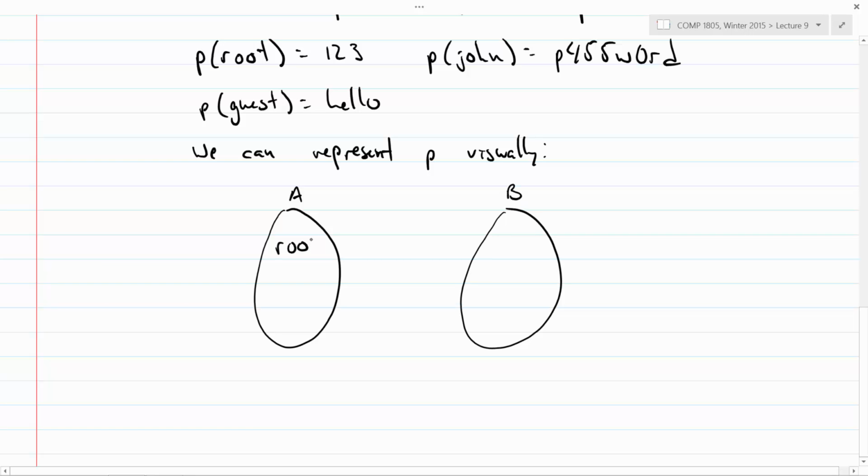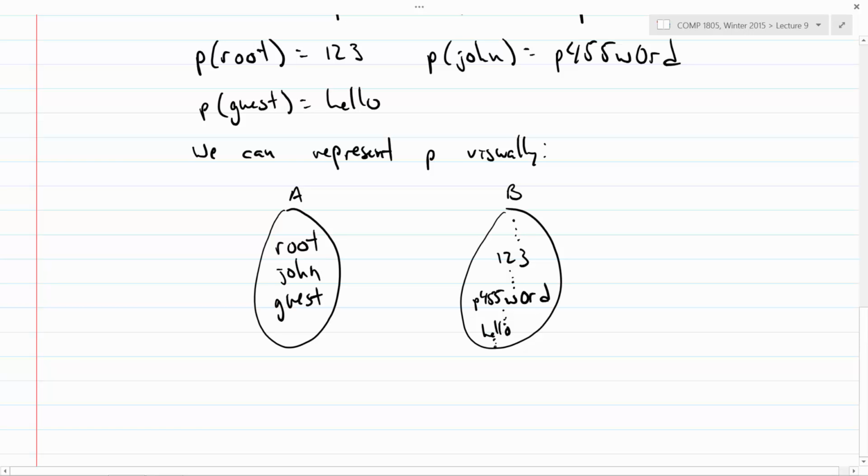And then you have the elements of A, so root, John, guest. And then you have the elements of B. So there's a whole bunch of passwords. Some of them are 123. One is P455W0RD. And one of them is hello. But there's lots more valid passwords than just those 3.